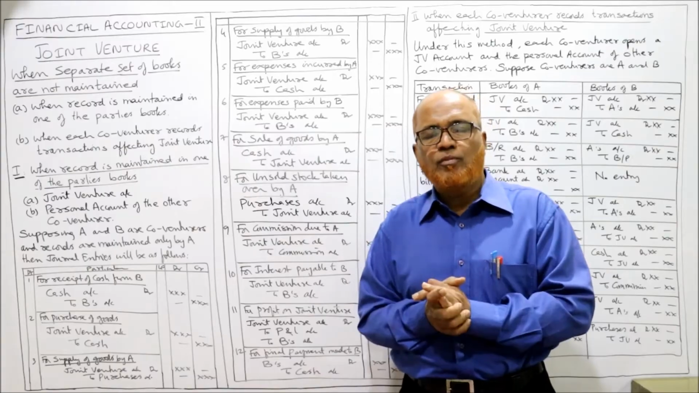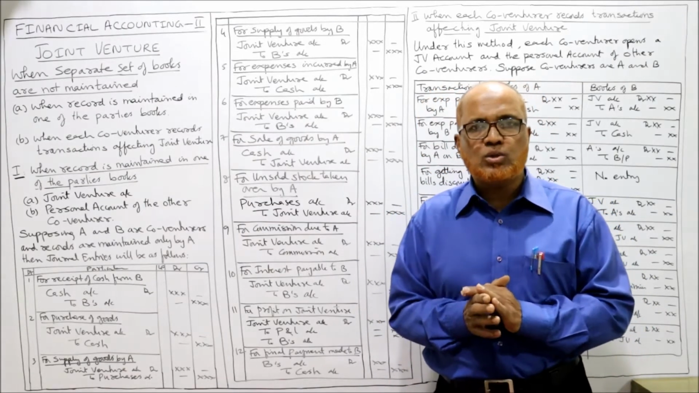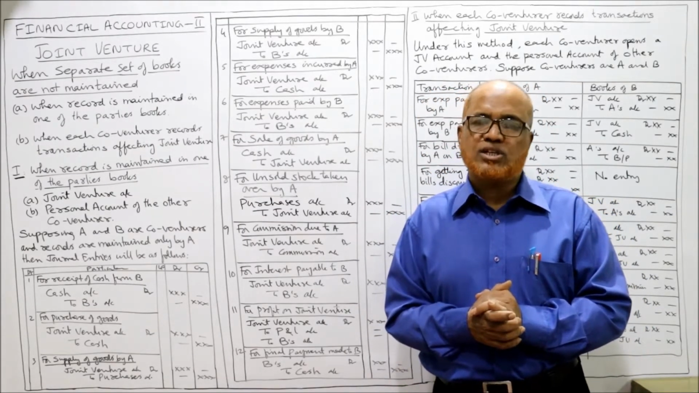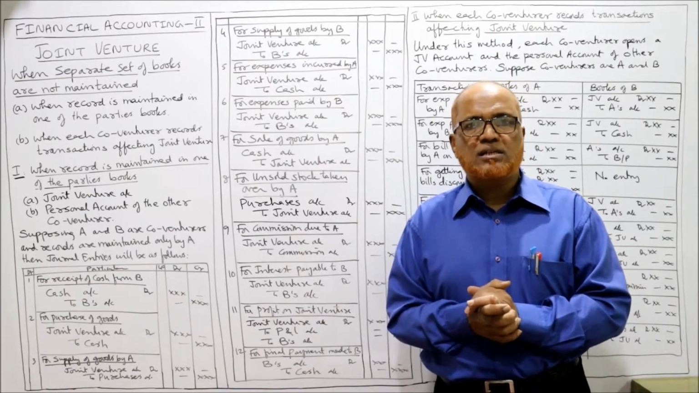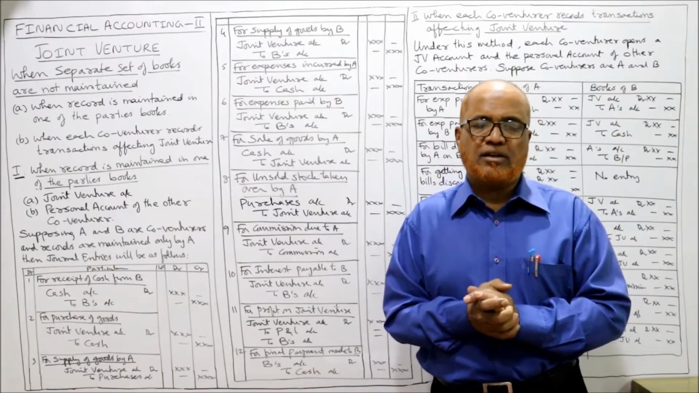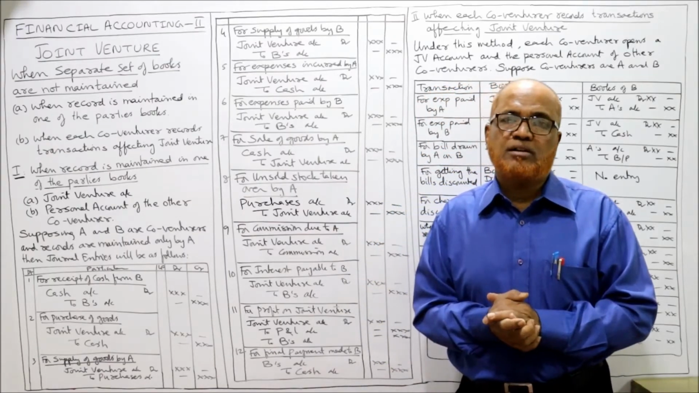In that separate set of books, we have opened three accounts: joint bank account, joint venture account and the co-venturers' personal accounts. And we have seen what entries are to be passed when separate set of books are maintained. Now we are coming to the next topic, when no separate set of books are maintained.